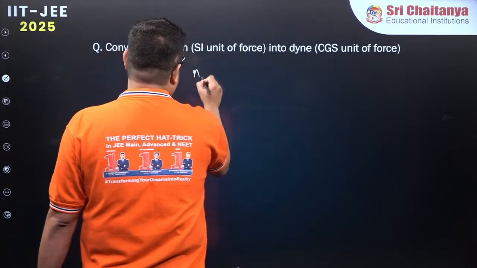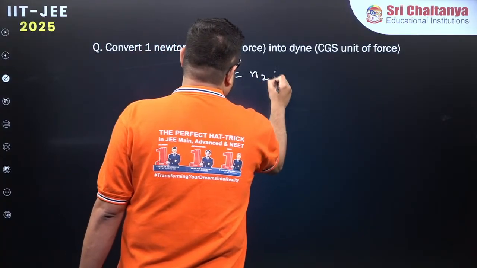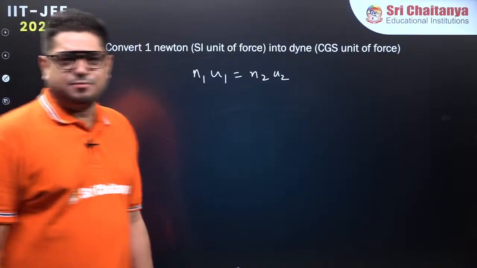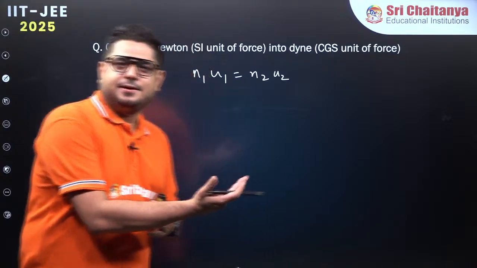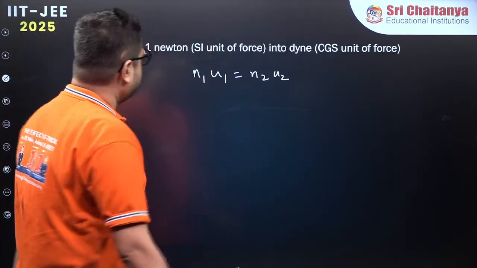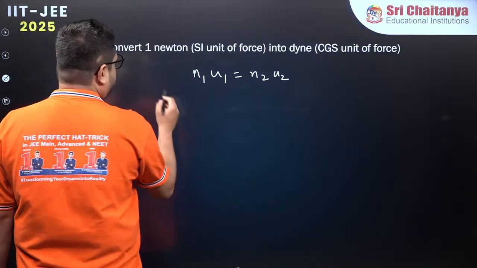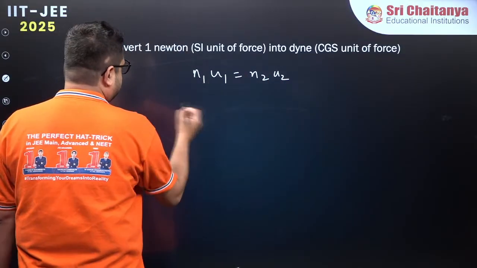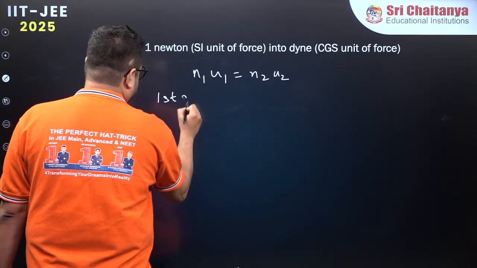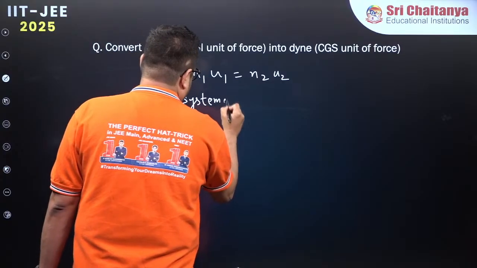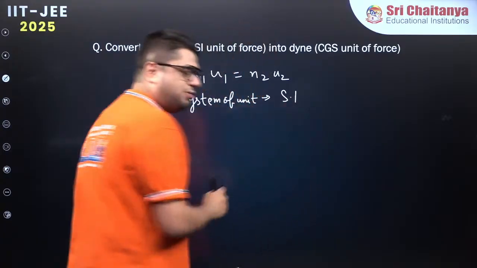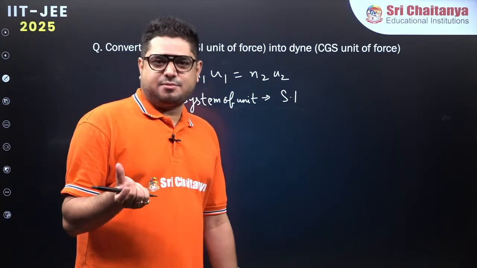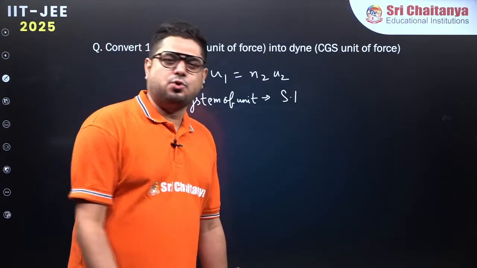So how to perform the conversions? Which formula are we supposed to use? N1 U1 is N2 U2, isn't it? N1 is the numerical value, N2 is the numerical value, U1 is the unit of system 1 and U2 is the unit of system 2. Very good, Grishmant. Very good. So now over here you are trying to convert newtons into CGS. So let's say the first system of unit over here is SI, because you know that Newton is the unit which they are asking us to convert to CGS.